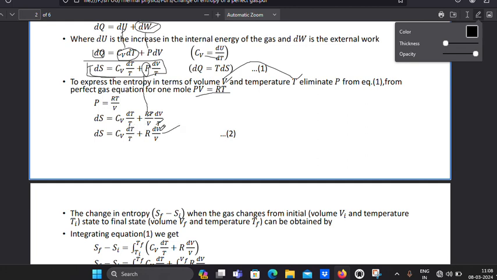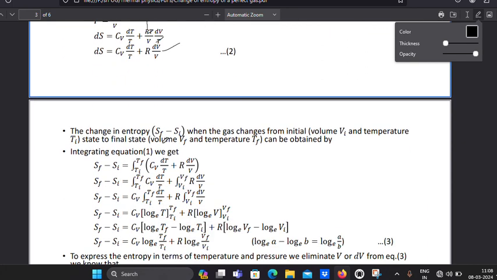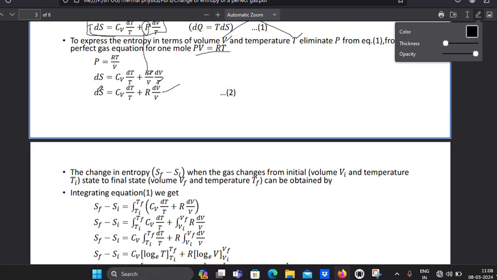Now we have to integrate this equation. For entropy, S initial to S final we have to integrate. For temperature, T initial to T final we have to integrate. Similarly for volume, V initial to V final we have to integrate. After integrating this dS, we write S final minus S initial, and you can understand it easily.